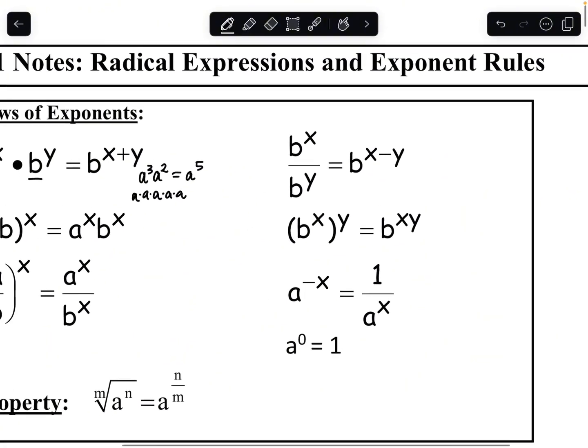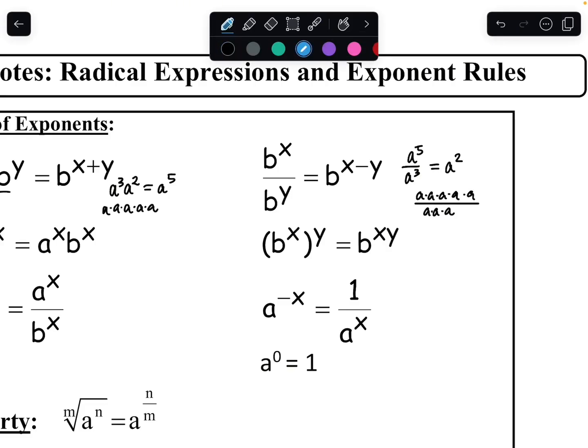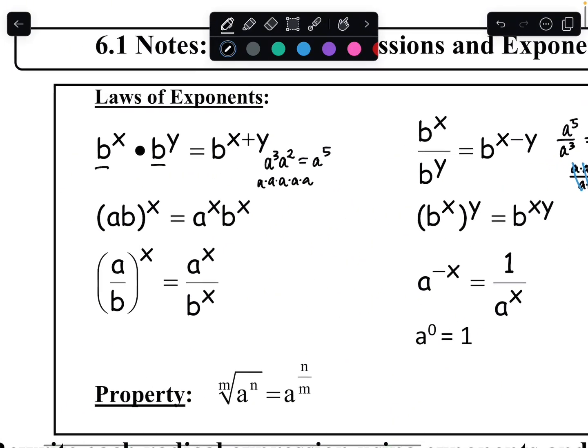And when we're dividing, we're actually losing copies. So you subtract the exponents. And so an example would be a fifth divided by a to the third. That would give me a squared. You can imagine 5 copies of a being divided by 3 copies of a. And so 3 of the copies are going to cancel, leaving me with just 2 of the copies on top.